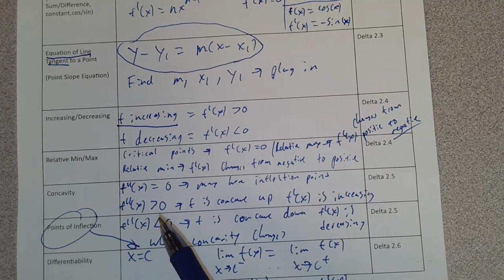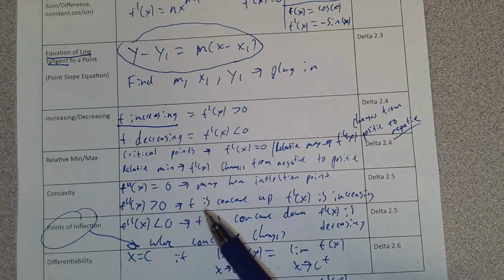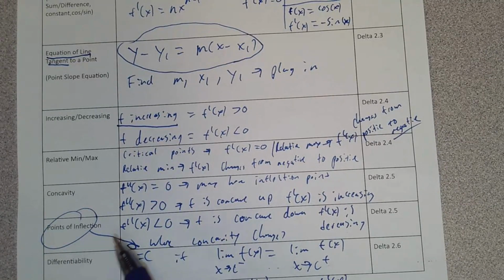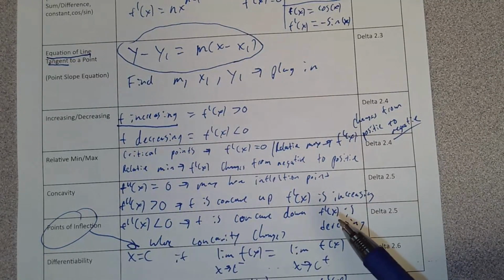You know for sure if it's changing from positive to negative. The second derivative is changing from positive to negative. When the second derivative is positive, it's concave up, and the derivative is increasing. When the second derivative is negative, it's concave down, and the derivative is decreasing.